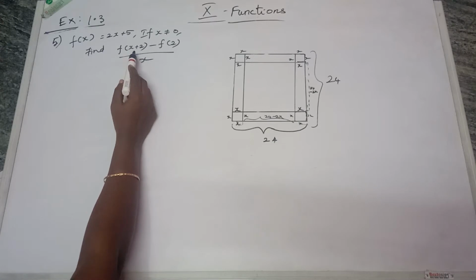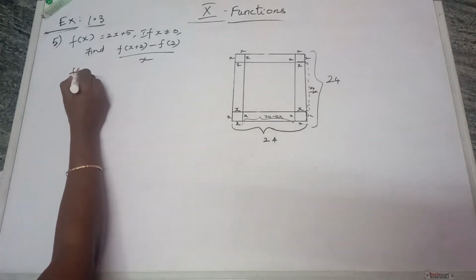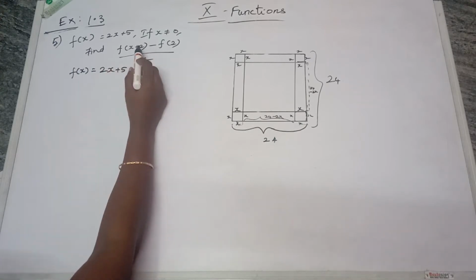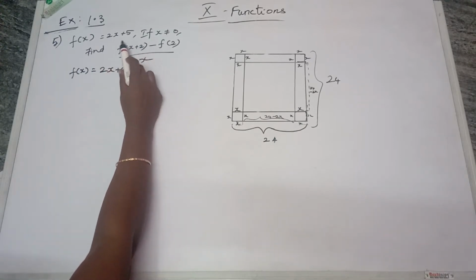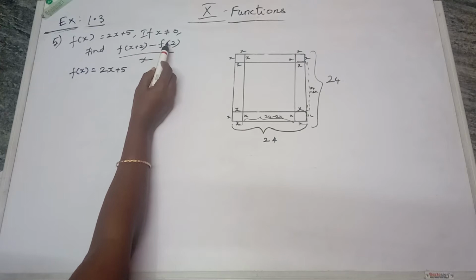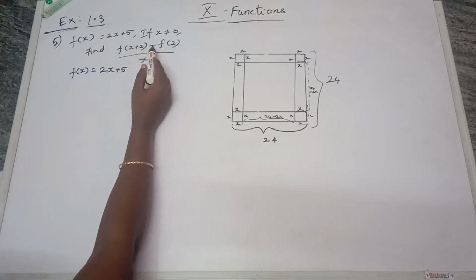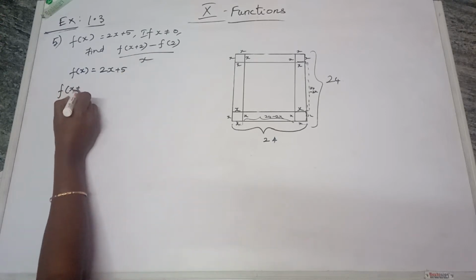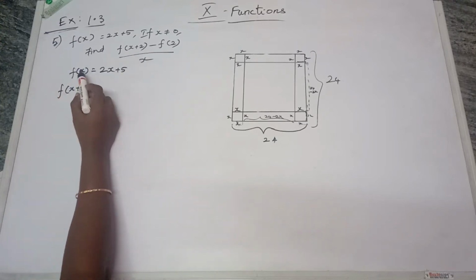So for that, they have given that f(x) is 2x + 5. So now we have to find the value of f(x + 2) and f(2). After finding the values of these two expressions, we have to substitute in this place. Okay, so first we are going to find f(x + 2). So in the place of x we have to substitute x + 2.